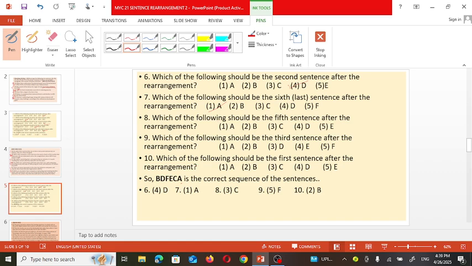Then which of the following will be the fifth one? It is C, where C option is given third one. Which of the following will be the third? So in our arrangement, F will be the third. So here F option means fifth one. And which of the following should be the first one? So here B, and option second. So answers will be 4, 1, 3, 5, 2.